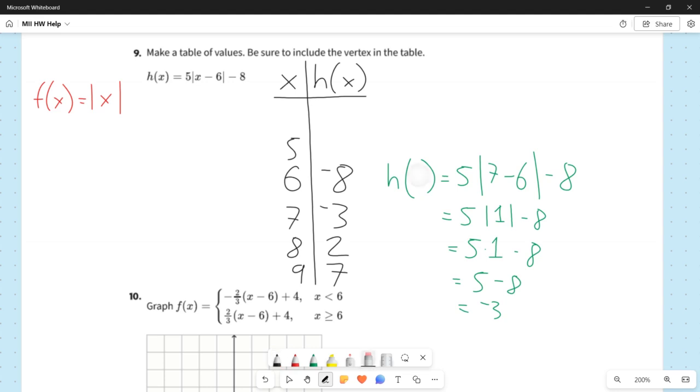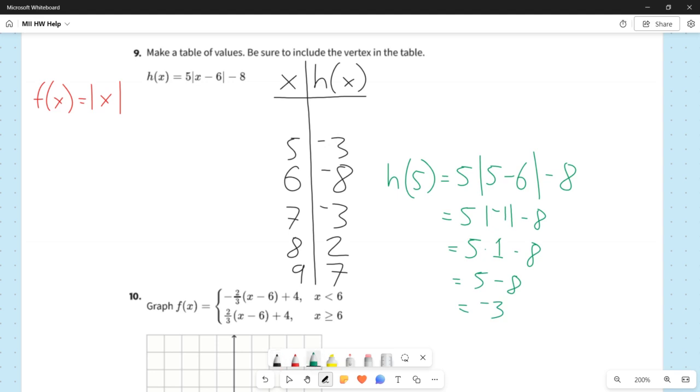Maybe I'll write this one out, actually. So let's see what we get this time. We're doing h of 5. So that means wherever I see an x, I'm going to plug in a 5, which is right there. 5 minus 6 is negative 1. So what's inside the absolute value is negative. But of course, when you take the absolute value of a negative, you drop the negative. So the absolute value of negative 1 is 1. And then 5 times 1 is 5, and 5 minus 8 is negative 3. So you plug in a 5, and you get a negative 3.